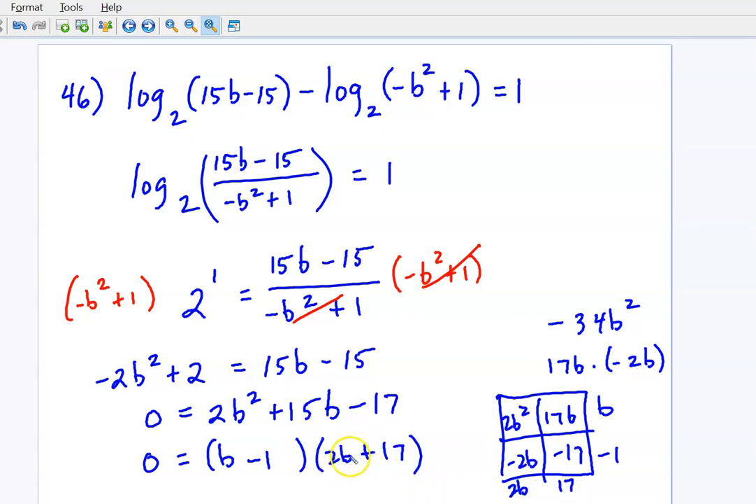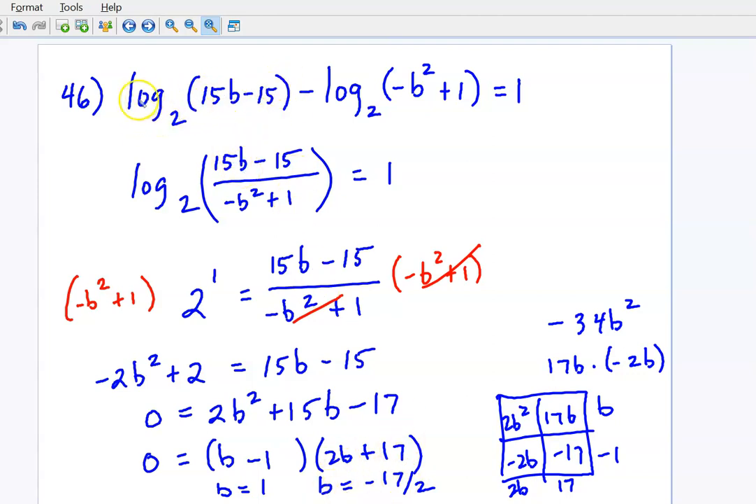2b plus 17. So just a quick check, 2b squared plus 17b minus 2b. All right, so we have our solutions of b is equal to 1 and b is equal to negative 17 halves, or negative 8.5. So let's take a look. We want to make sure that these actually work.